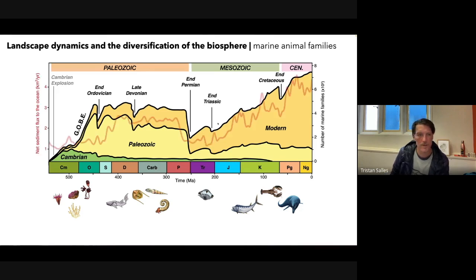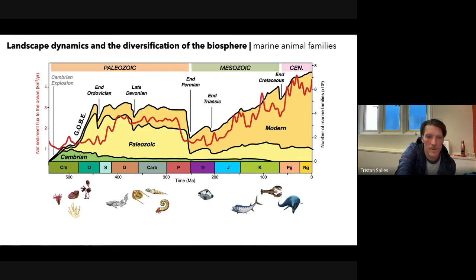If we superpose our net sediment flux to the ocean, the one that is going directly to the ocean, we see an initial increase that starts not during the Cambrian, but just at the end of the Ordovician. Then we've got a kind of plateau, a decrease, and then an increase as well. If we look at simply a linear relationship between the two, we've got a correlation that indicates a strong linear relationship between the two.